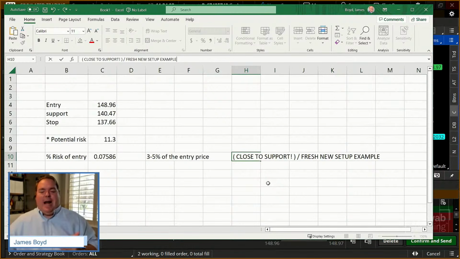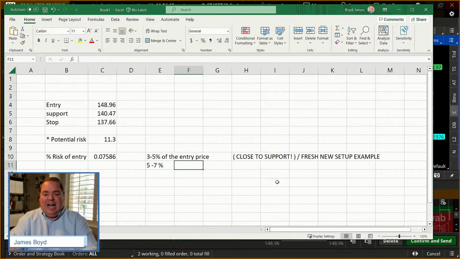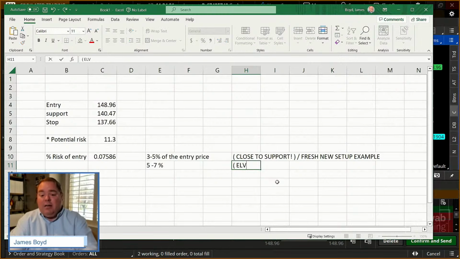And I'll come play with this math in just a sec. There's a fresh new entry, and what would be the entry example? Hold, a moving average crossover, horizontal breakout, and so on. Okay, all the above. Now, if we said we're about 5 to maybe 7%, I'm going to say we're a little elevated off support.